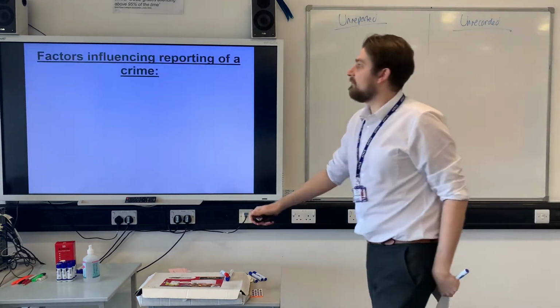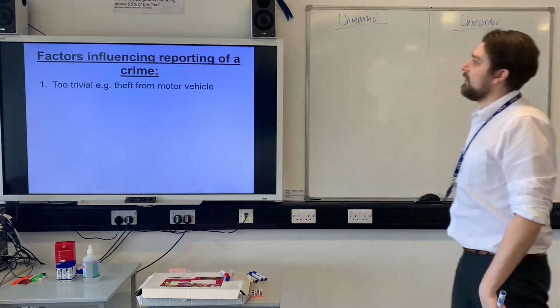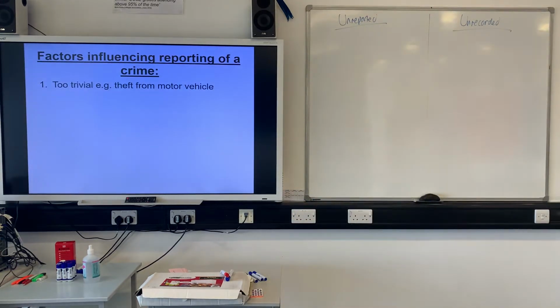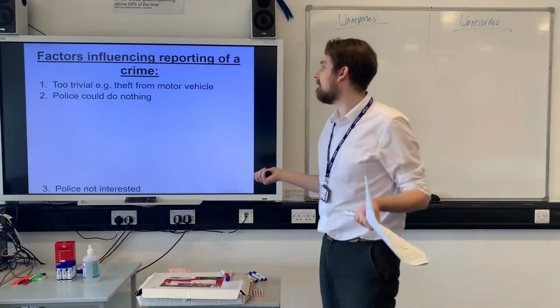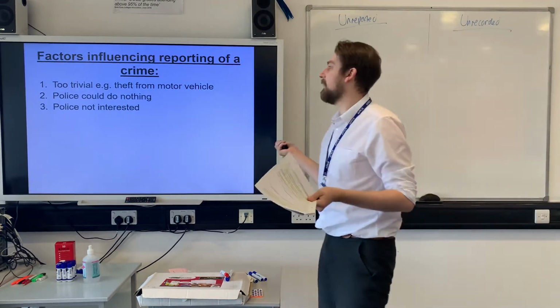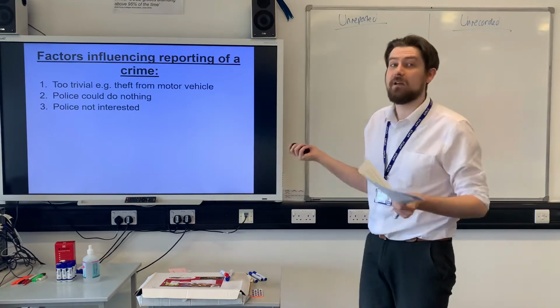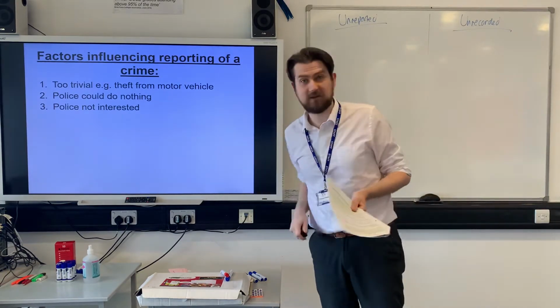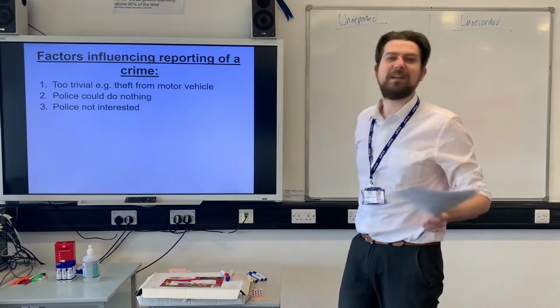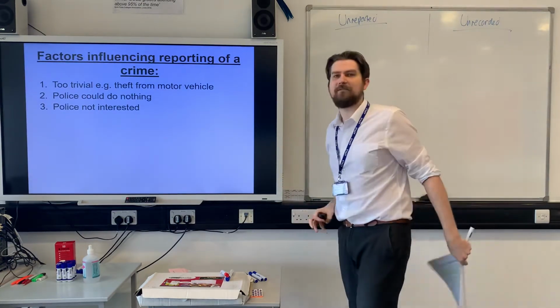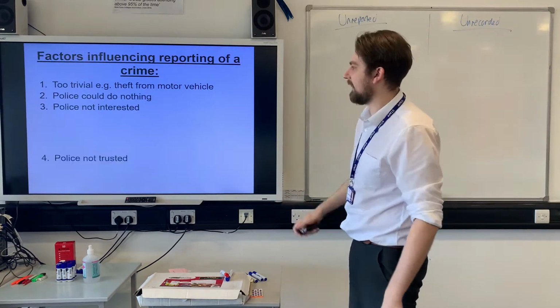Okay, so some of the factors influencing reporting of a crime that you might put down here on the left-hand side. It's too trivial. The police might not do anything anyway. You might think the police are not interested in hearing from you. You might have reported it 2 or 3 times before. You might have had, I don't know, graffiti on the wall, and you reported it 5 times, bugger it, I'm not going to do it again.